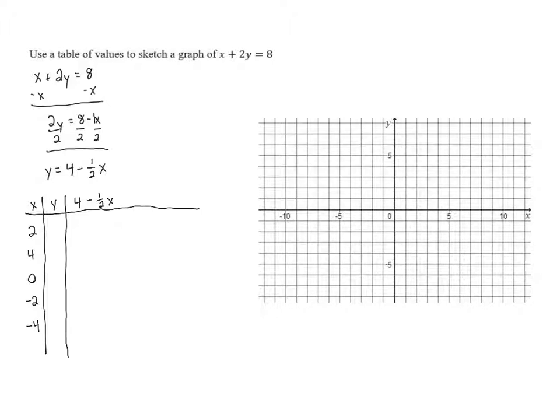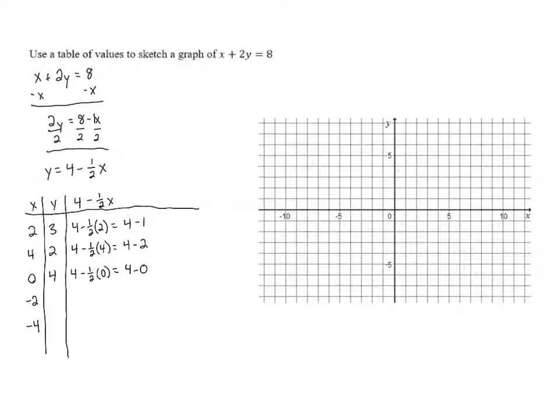Let's plug in 2. We have 4 minus 1/2 times 2. Well, 1/2 times 2 is 1. So we have 4 minus 1, which is 3. Next, let's plug in 4. We have 4 minus 1/2 times 4. And 1/2 times 4 is 2. So we have 4 minus 2, which is 2. Next, we'll plug in 0. 4 minus 1/2 times 0. Well, again, anything times 0 is 0. So this is 4 minus 0, which is 4.